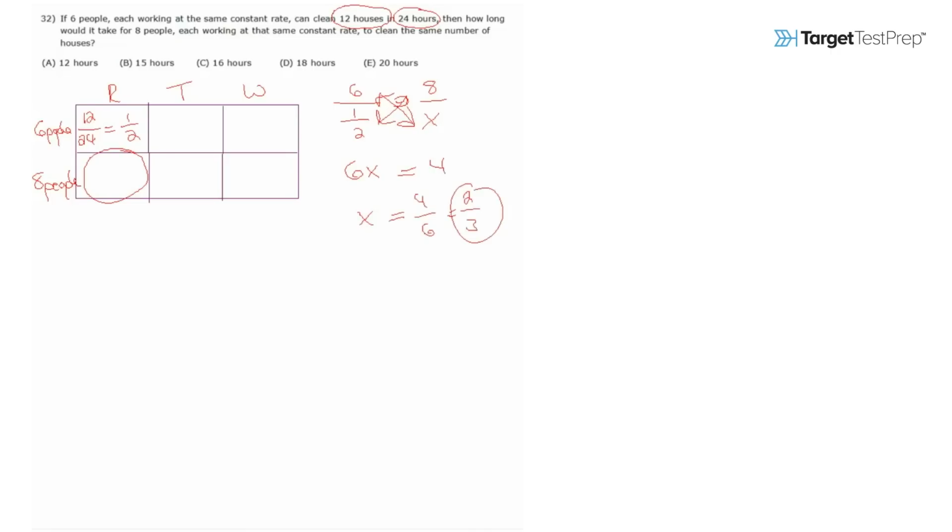So we plug that into our box here, and it's saying how long would it take those 8 people to clean the same number of houses. We see once again that is 12 houses, and we know time is work divided by rate. The work value here is 12. We have 2 over 3 as our rate. Flip and multiply. We have 12 over 1 times 3 over 2. So as you can see, that ends up being 18 hours.